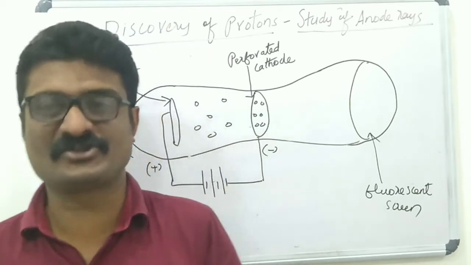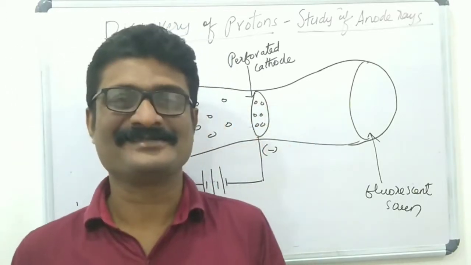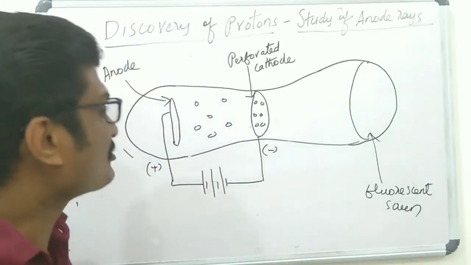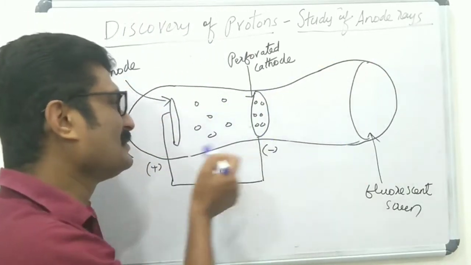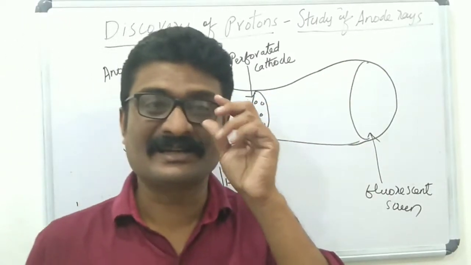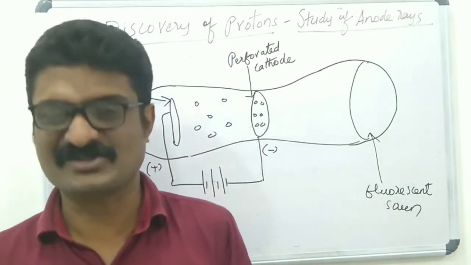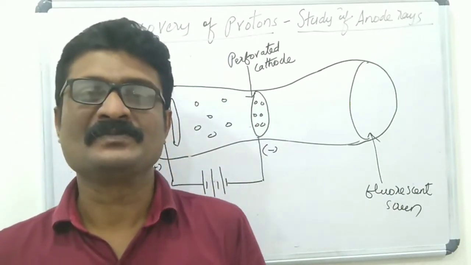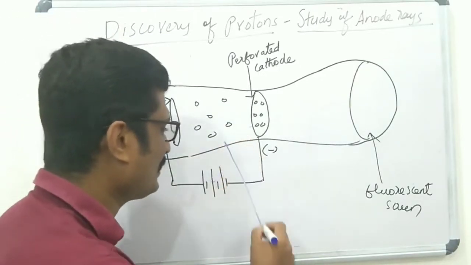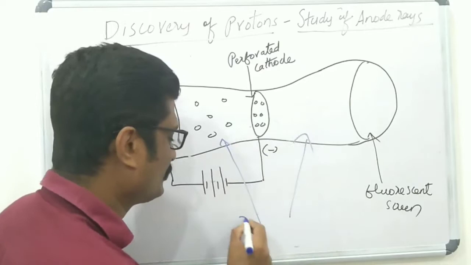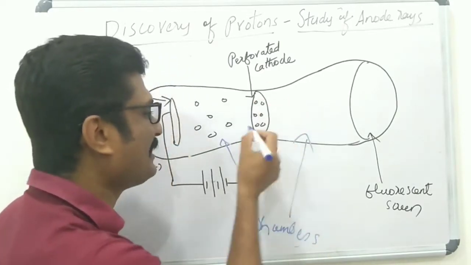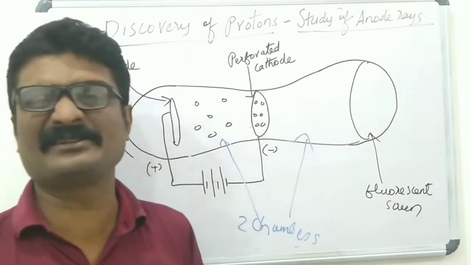A famous scientist, Goldstein, constructed a special tube known as canal ray tube. This glass tube constructed by Goldstein is known as canal ray tube. This tube consists of two chambers. These two chambers are separated by a perforated metallic disc.